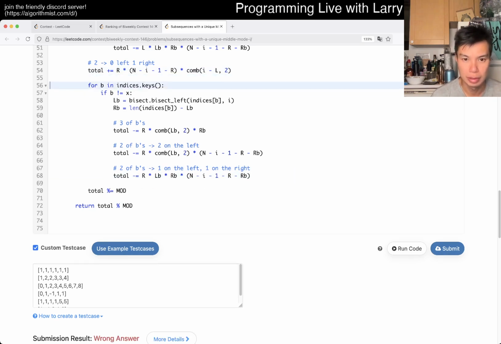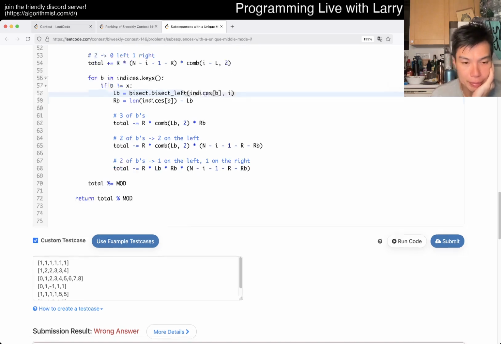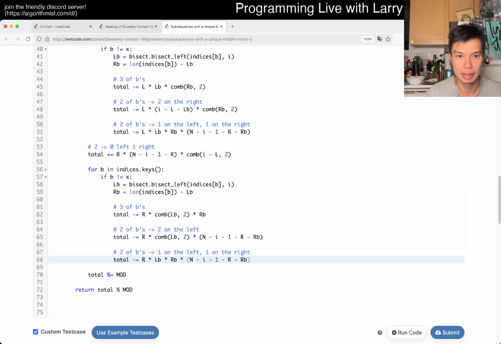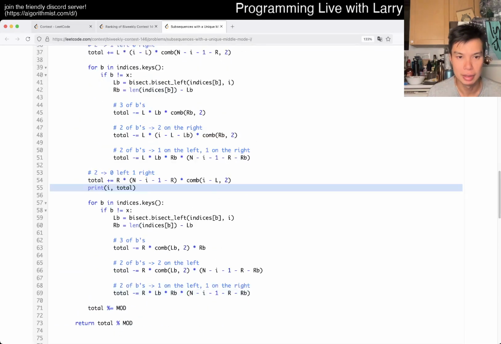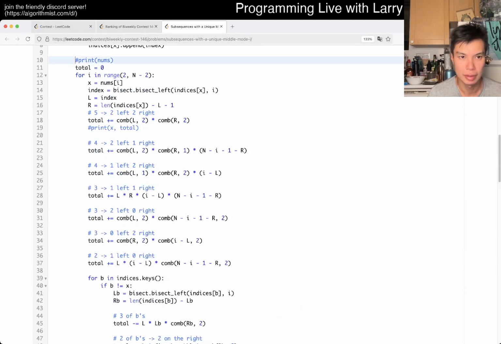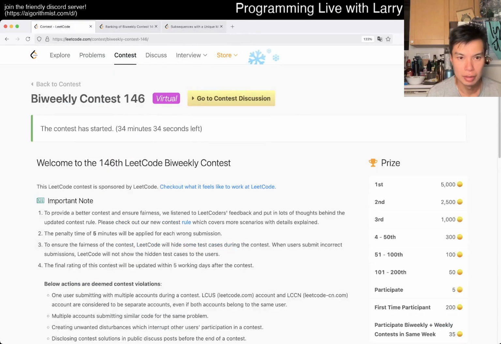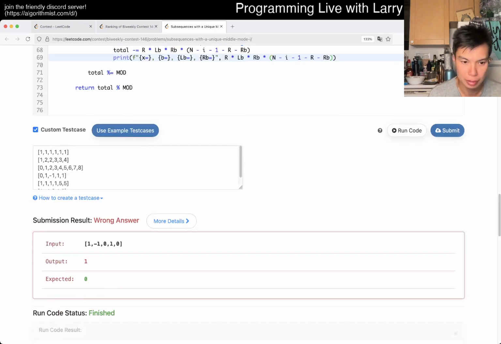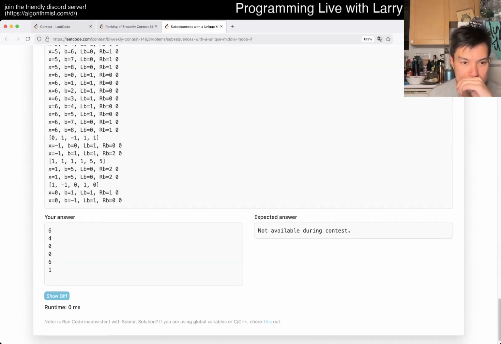factor into here. But this, so this is not working, it seems like. Uh, 34 minutes left. Basically, this is returning 0, I suppose. Yep. And it should be on this one, so okay.